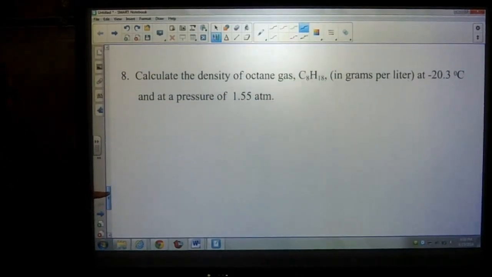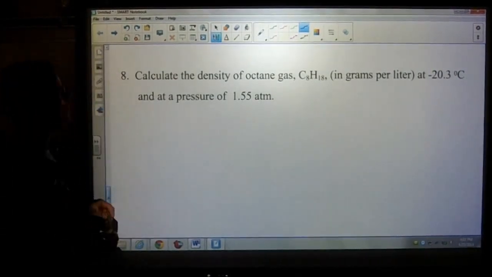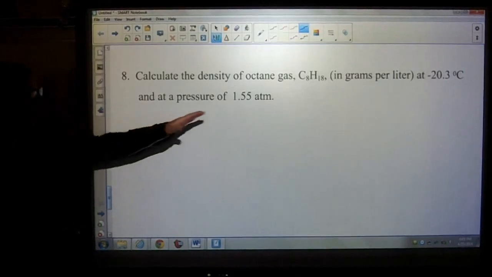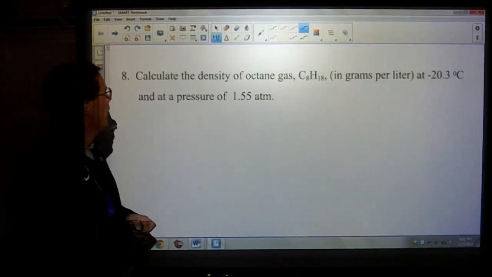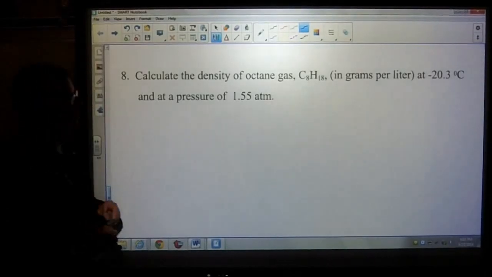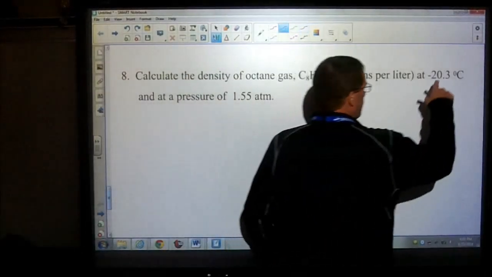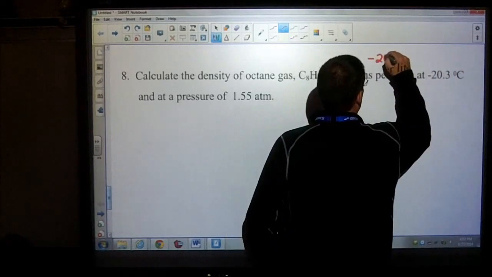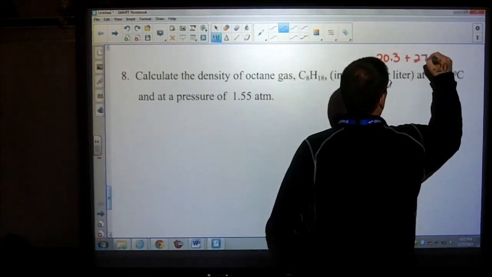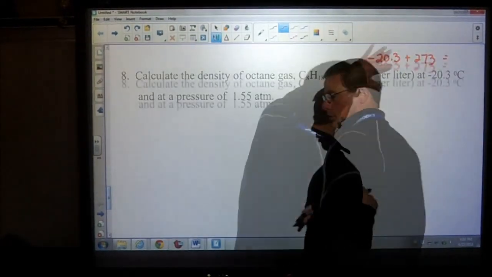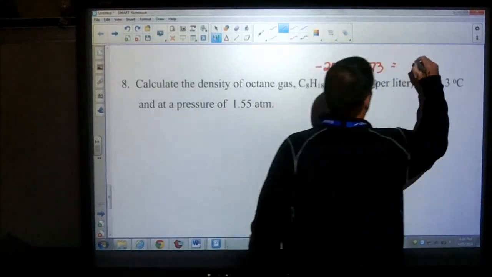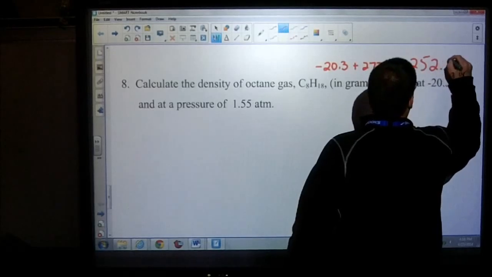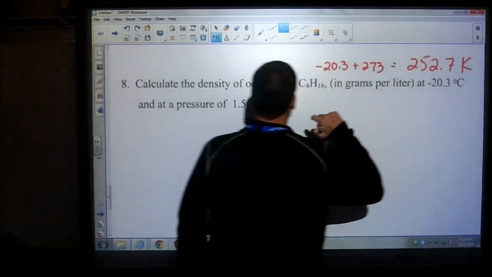All right, the last question. It asks to calculate the density of octane gas in grams per liter at negative 20.3 degrees Celsius. That should be a red flag. At a pressure of 1.55 atmospheres. So let's do this first. Let's change this guy. Negative 20.3 plus 273 equals 252.7 Kelvin.